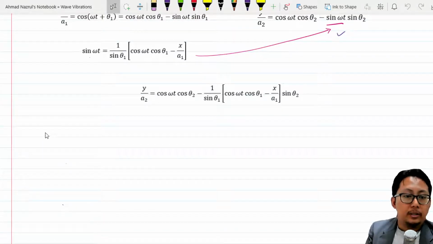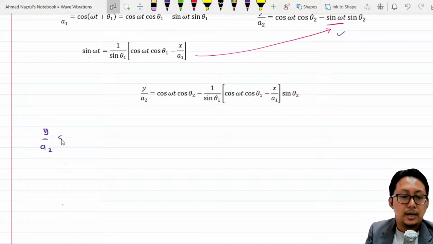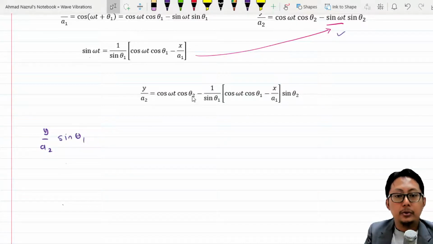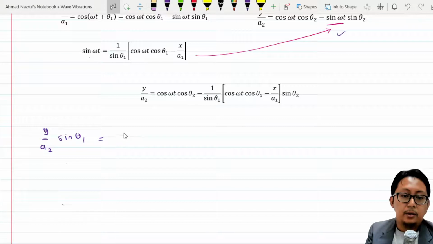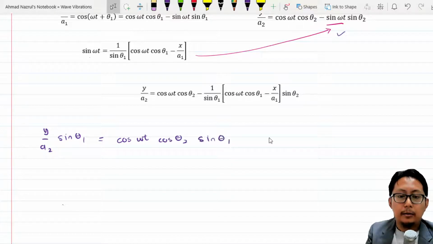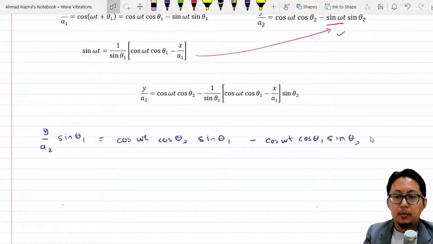So we rearrange again. So y over a2, we bring sine theta 1 to the left, so times sine theta 1. Since it doesn't have sine theta 1 here, times tan theta 1 over sine theta 1. So you have here cos omega t cos theta 2 sine theta 1, minus cos omega t cos theta 1 sine theta 2, and minus minus, you can get plus x over a1 sine theta.